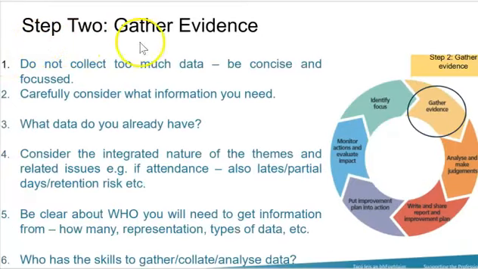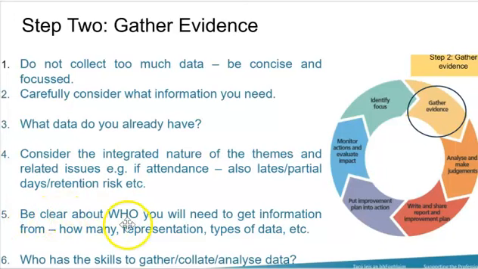Step 2, gather evidence. So this is step 2 of our 6-step process. Do not collect too much data. Be concise and focused. Carefully consider what information you need. What data do you already have? Consider the integrated nature of the themes and related issues, for example, if attendance, also lates, partial days, retention risk, etc.